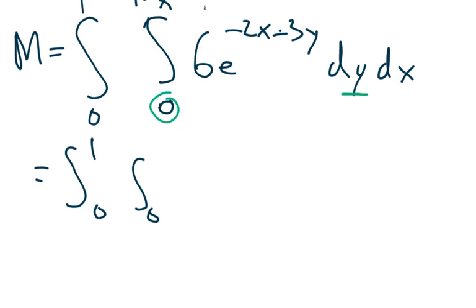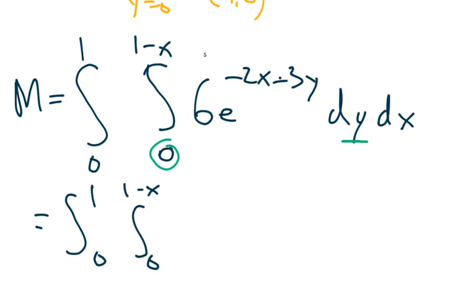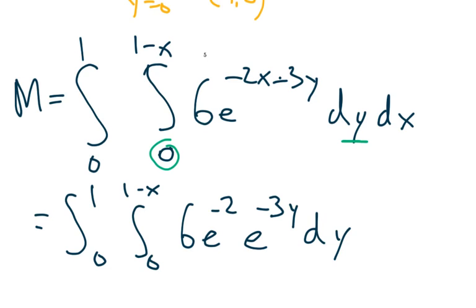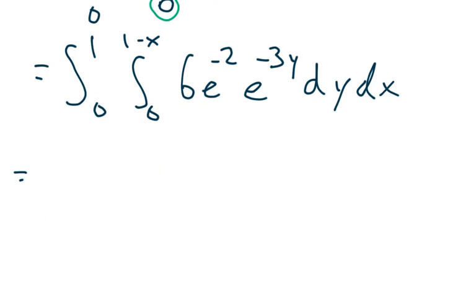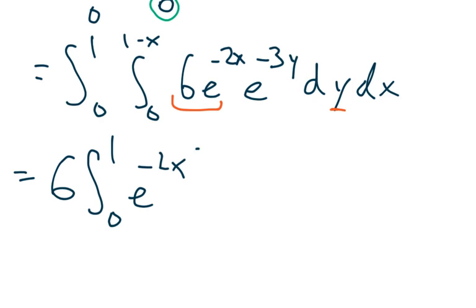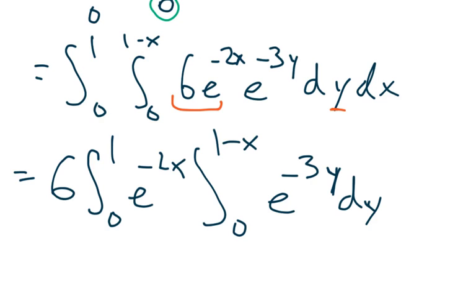Now I always like to split these integrals up to make it as easy as possible, and I'm going to write this as 6 e to the minus 2x e to the minus 3y by the laws of exponentials. Now I notice all of this stuff is constant with respect to y, so I'm going to bring it out. In fact, I'm going to bring the 6 out of everything. The other stuff I'm going to bring out, and I have e to the minus 2x here. And then I have the integral from 0 to 1 minus x of e to the minus 3y dy. And then after I'm done with this integral, I'll do a dx. I'll get the other integral out of the way.